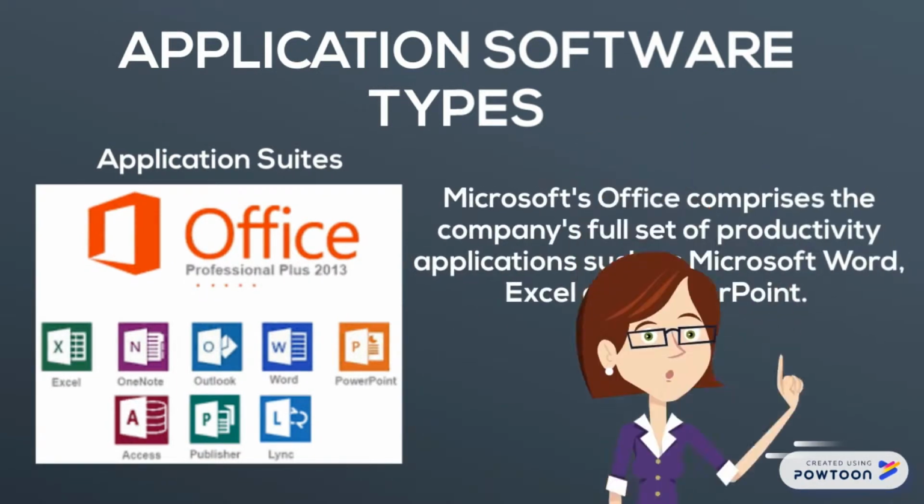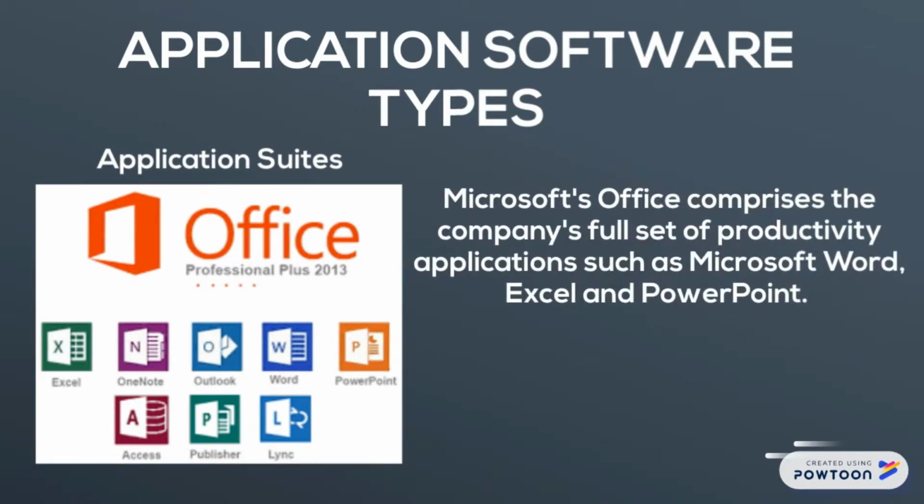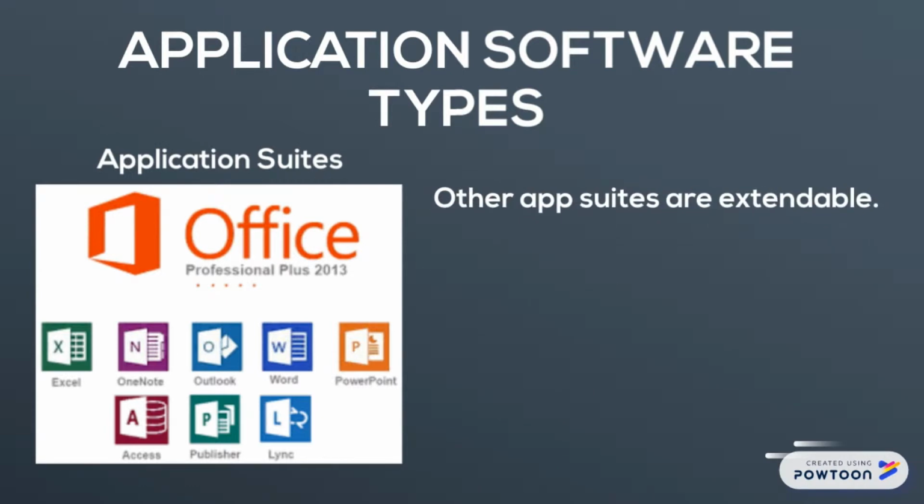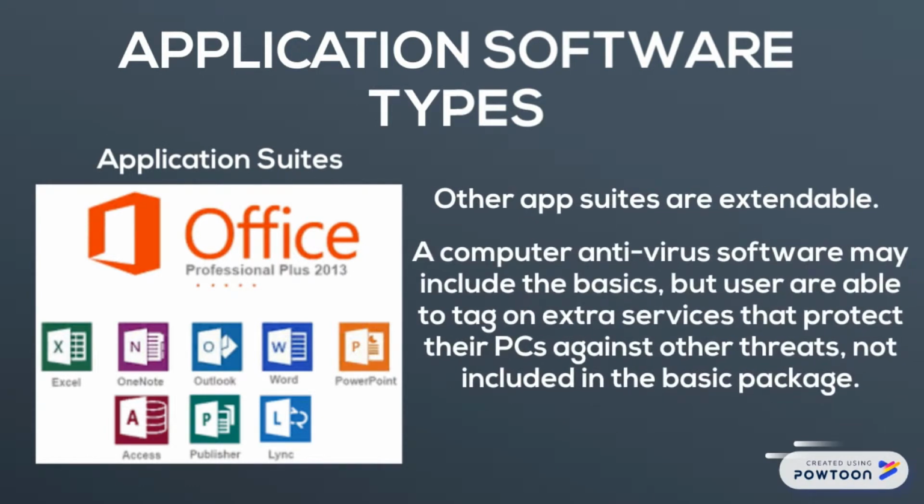Another example, Microsoft's Office comprises the company's full set of productivity applications such as Microsoft Word, Excel, and PowerPoint. Apple's similar productivity suite includes Pages, Sheets, and Keynote. Other app suites are extendable. A computer antivirus software, for example, may include the basics, but users are able to tag on extra services that protect their PCs against other threats, not included in the basic package.